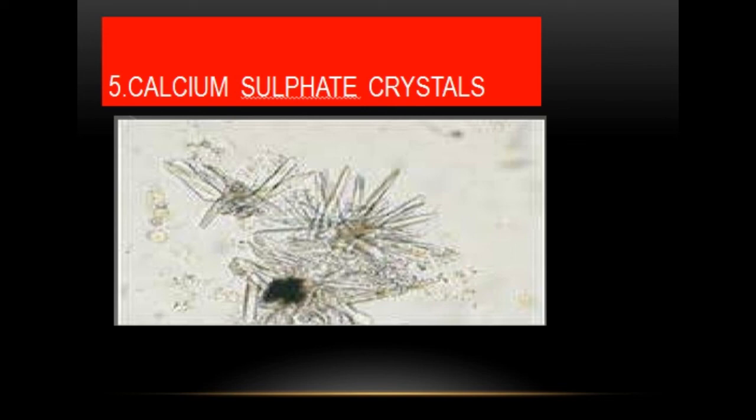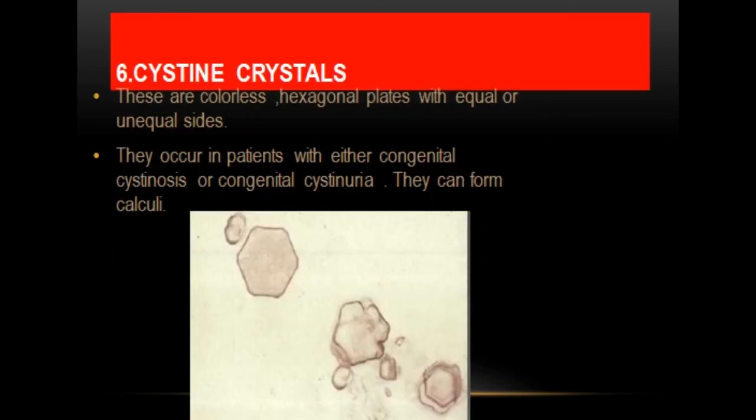Then we have calcium sulfate crystals. Again, they are present in acidic urine, and these may be present as amorphous or crystal shape. The crystal is again a yellowish needle occurring in clusters, and they have no clinical significance. They may be long, thin, or of prism shape, and they are really rarely seen in the urine, and they have no clinical significance.